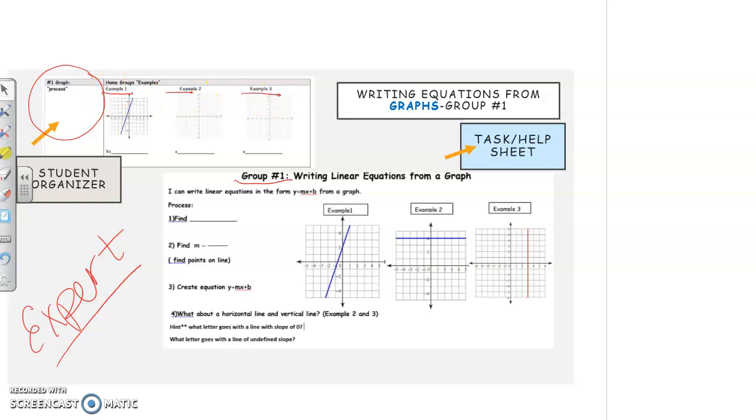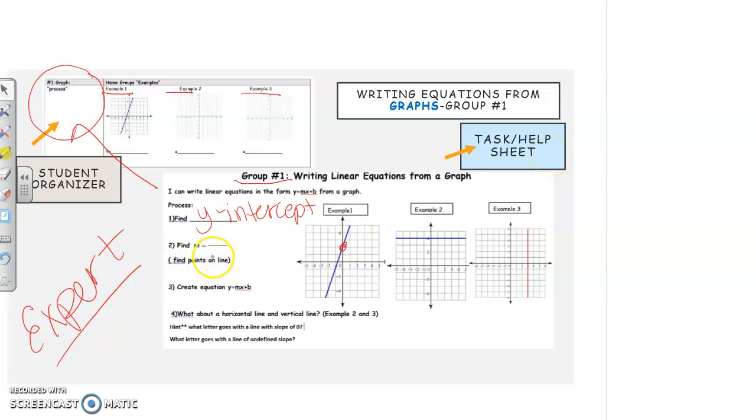So we're going to talk about what do we need to find first? Well, I can identify this point right here. That's going to be my y-intercept. And this is all information students know. I am just giving them their background knowledge about the process and the steps. They'll carry out that process where it says process over there. This is their organizer, their task sheet, where it says task/help sheet.